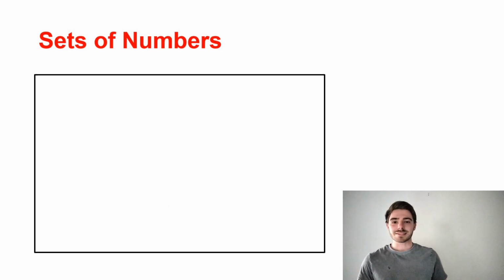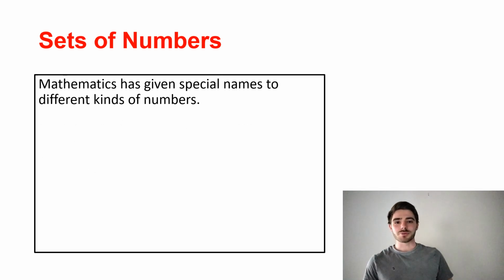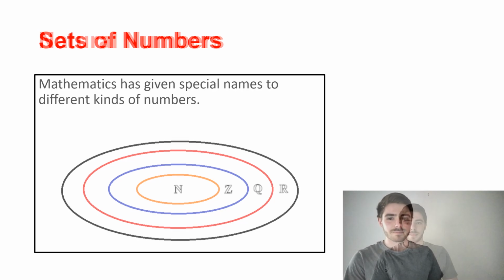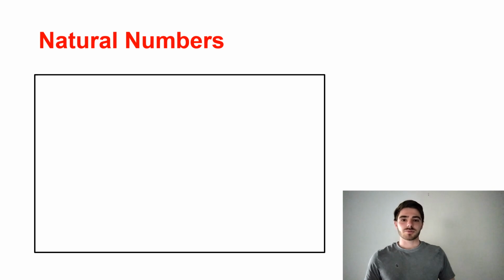People like to label things, and mathematicians are clearly no different, as they gave different kinds of numbers their own unique sets. This diagram below illustrates the relationship between the different kinds of numbers. This diagram might not make much sense for now, but by the end of this video my promise to you is that it won't look like total nonsense, only mild nonsense. So let's start the discussion with natural numbers.